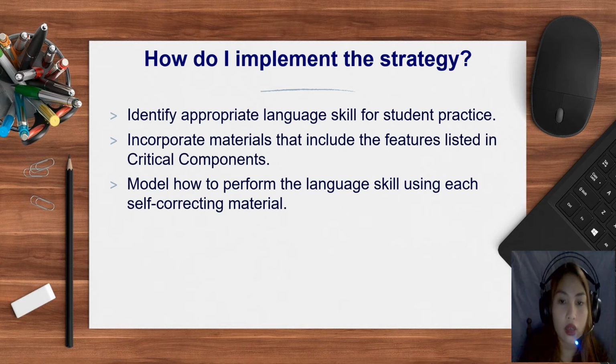For example, one of the examples of self-correcting material is an error log. So an error log helps the students to monitor the kind and number of errors they commit. And so, they will become more aware of their mistakes, which leads to self-improvement. So, in that, you should model first how to do it appropriately so that the students will be guided on what they should do.